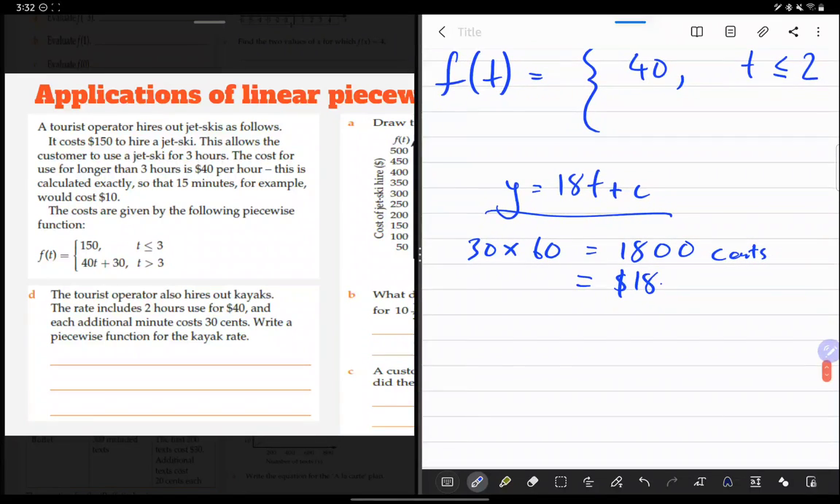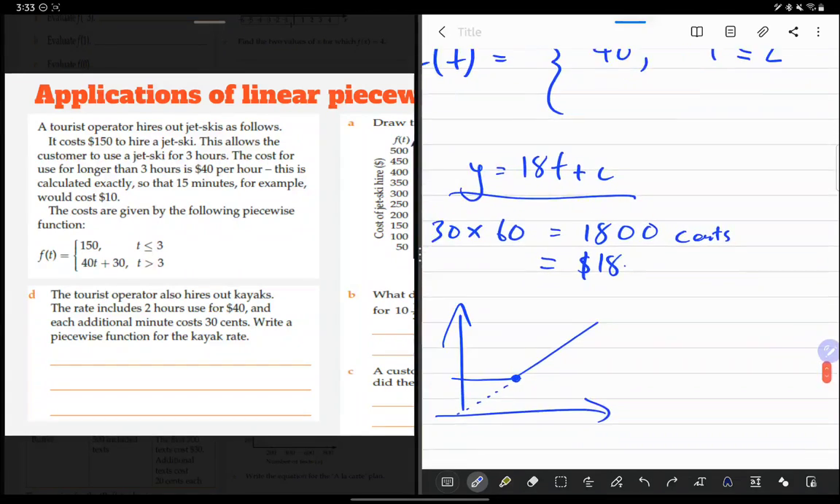Let's draw it down here. If there's a graph and it's 40 here, I want this linear graph to match here and then carry on upwards. We know the gradient, the slope we want, which is 18, but I have to make it so that it actually meets up at that point. So let's substitute in. Actually, I shouldn't have erased that. I'll just leave that there.